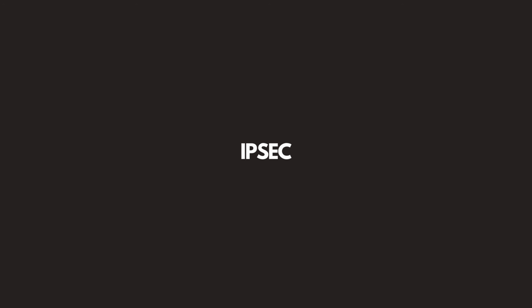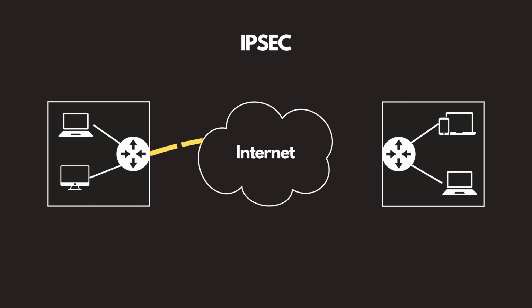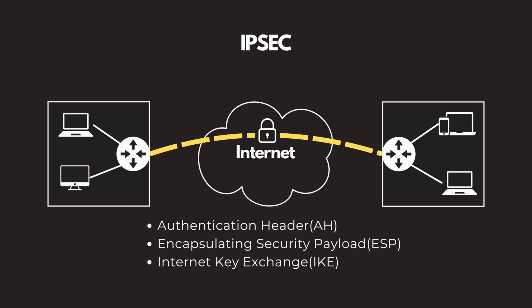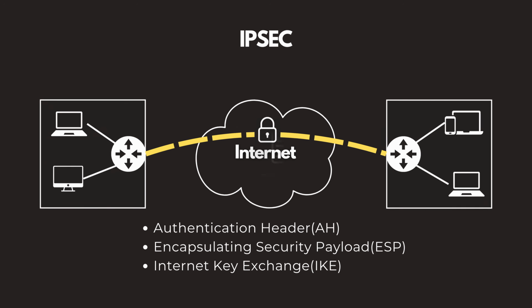In VPN connections, there is IPsec, which encrypts and authenticates entire IP packets. It's a suite of protocols to protect your data over the internet. It uses a combination of protocols, primarily Authentication Header for data integrity, Encapsulating Security Payload for encryption, and Internet Key Exchange for authentication and negotiating encryption to set up security associations between devices.